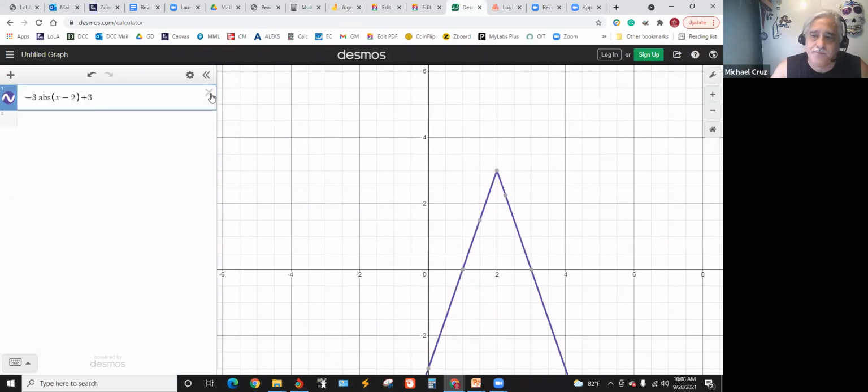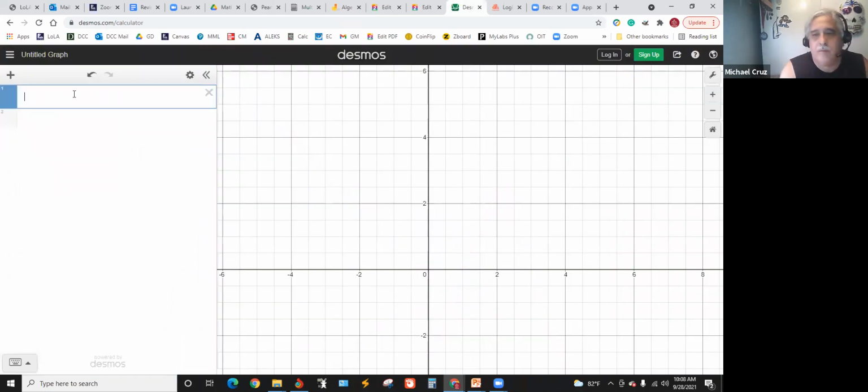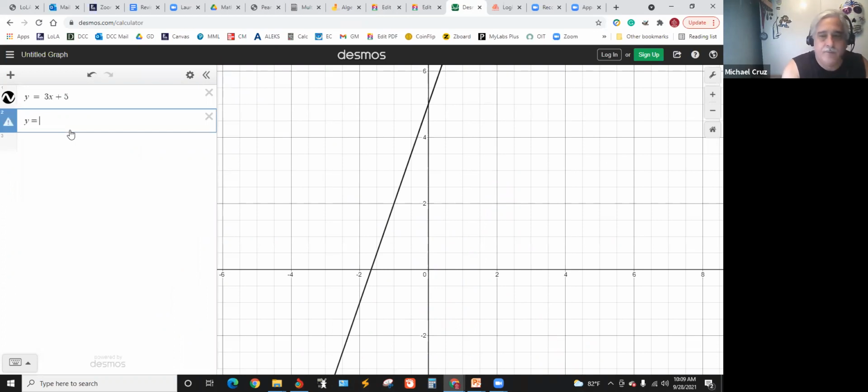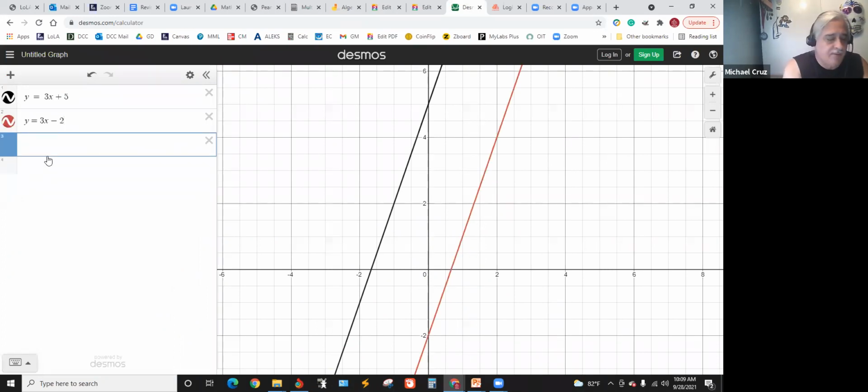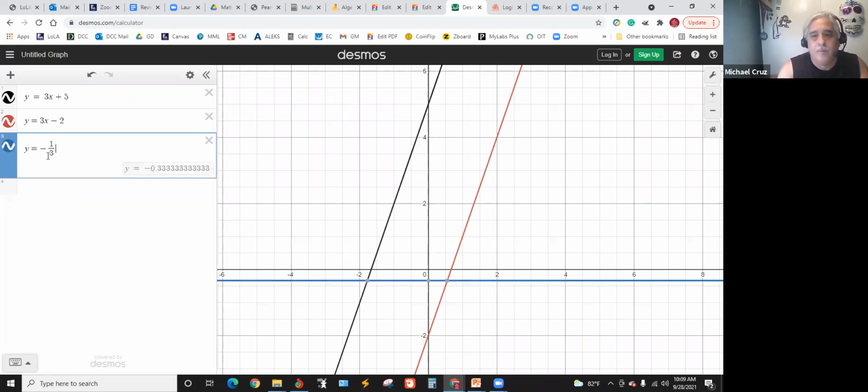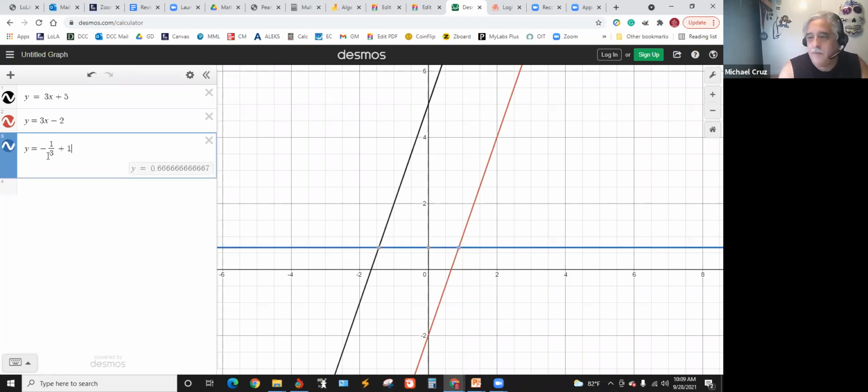So let's just say I've got y is equal to 3x plus 5. All right. So any line with that same slope is going to be parallel. But watch what happens if we change the slope to negative, because it's positive 3 over 1, so it's going to be negative 1/3. And then we'll just say plus 1. Oh, got to have an x there.